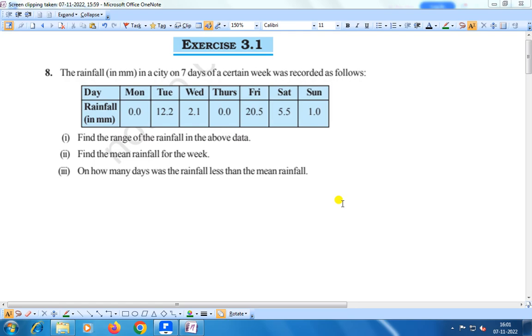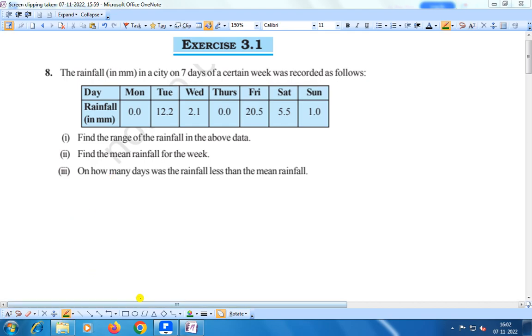The rainfall in millimeter in a city on 7 days of a certain week was recorded as follows. Day: Monday, Tuesday, Wednesday, Thursday, Friday, Saturday and Sunday. Rainfall in millimeter: 0.0, 12.2, 2.1, 0.0, 20.5, 5.5 and 1.0. Find the range of the rainfall in the above data.